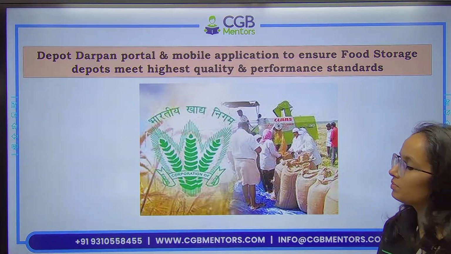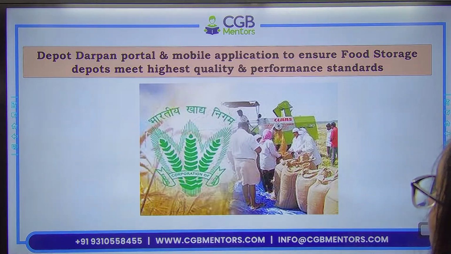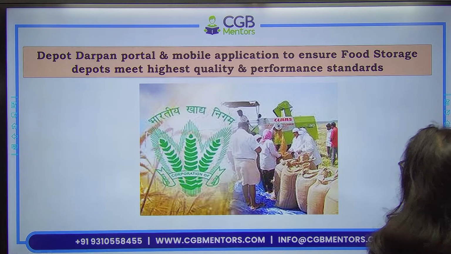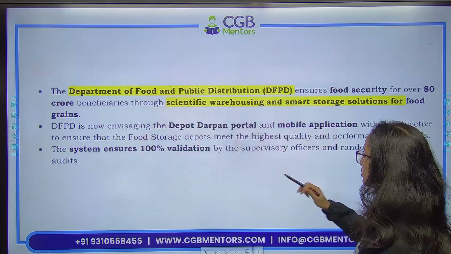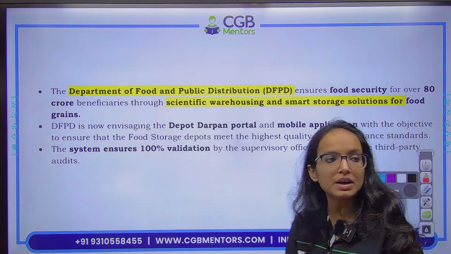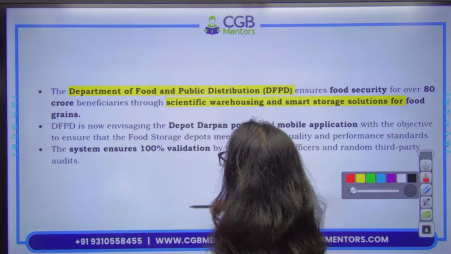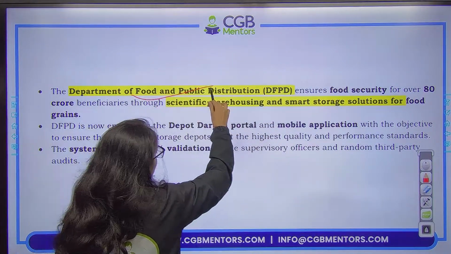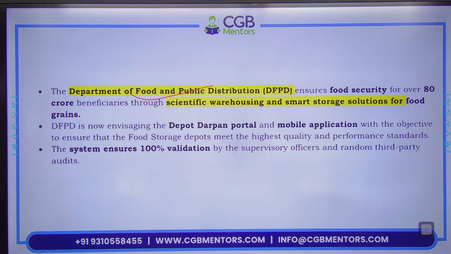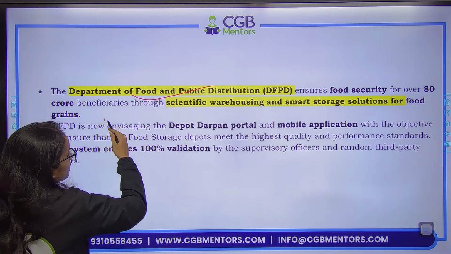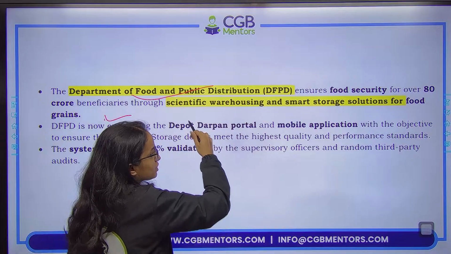Next news is Depot Darpan portal and mobile application to ensure food storage depots meet highest quality and performance standards to be launched. अब ये क्या है? Food storage को improve करने के लिए government has brought in this, right? So Department of Food and Public Distribution, which department? Department of Food and Public Distribution. It ensures food security, you all know that, right? Over 80 crore beneficiaries are there through scientific warehousing and smart storage solutions.